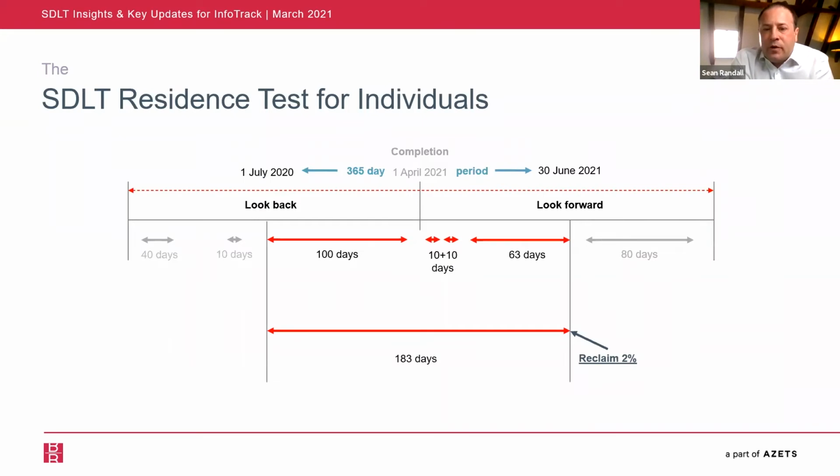But then we're able to look forward. So here, firstly, we construct a 2-year window spanning the completion date. So 1 year before, 1 year after. And in that 2-year window, we're able to identify any 365-day period and count how many days they're present in the UK in that 365-day period. If we can find a 365-day period in that 2-year window where the individual was present in the UK for 183 days or more, which in this example we can, then they can reclaim that 2% surcharge.